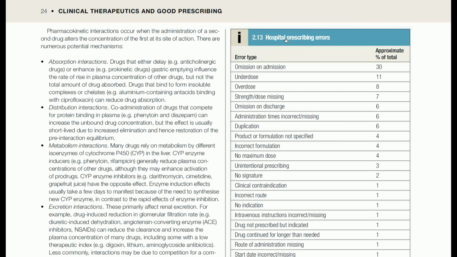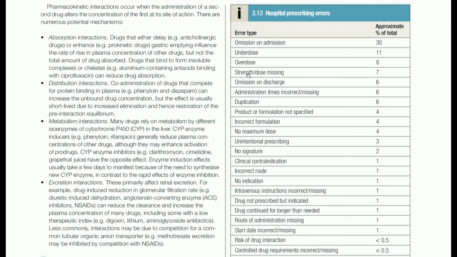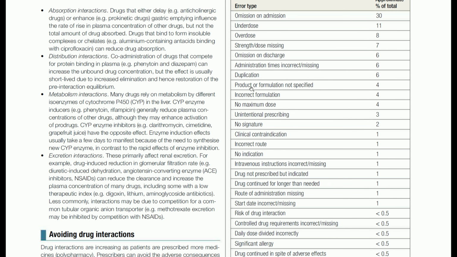Box 2.13. Hospital prescribing errors. Error type, approximate percentage of total. Omission on admission is 30%. Underdose 11%. Overdose 8%. Strength or dose missing 7%. Omission on discharge 6%. Administration times incorrect or missing 6%. Duplication 6%. Product or formulation not specified 4%. Incorrect formulation 4%. No maximum dose 4%.